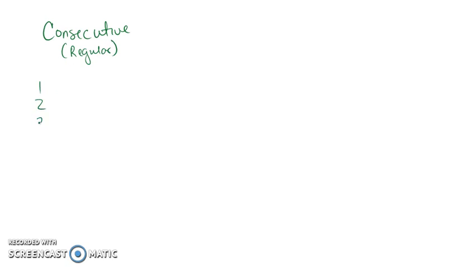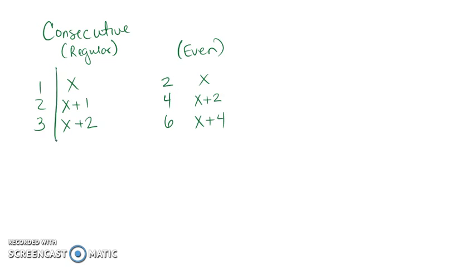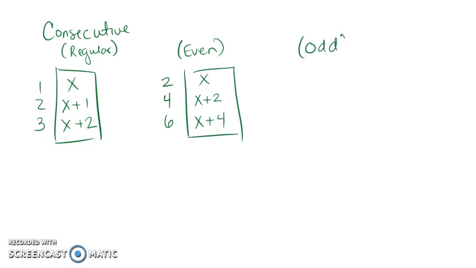If we called them 1, 2, and 3 just to give ourselves an idea, it'd be x. How'd I get from 1 to 2? It'd be x plus 1. How'd I get from 1 to 3? It'd be x plus 2. Then we have our even. So you could say if I chose 2, 4, and 6 and called x 2, how would I get from 2 to 4? x plus 2. How do I get from 2 to 6? x plus 4.